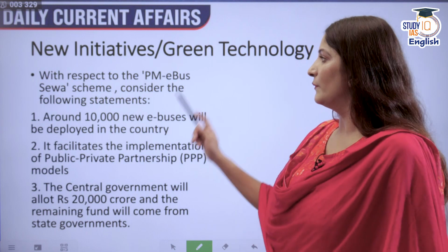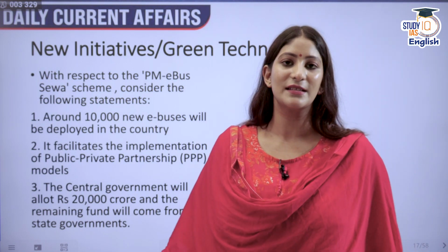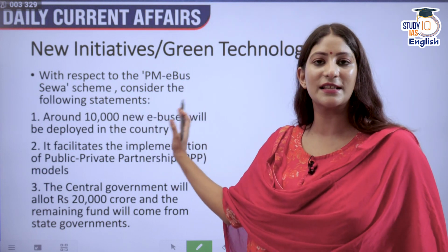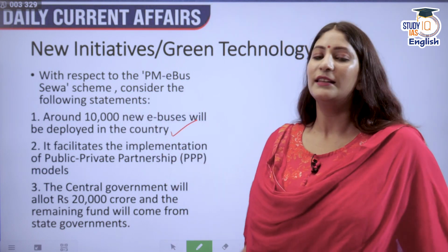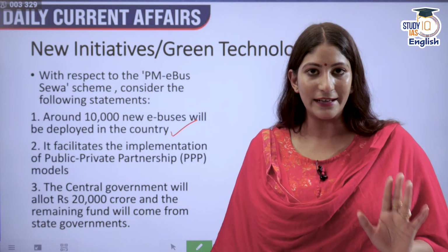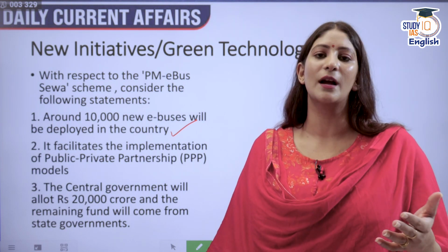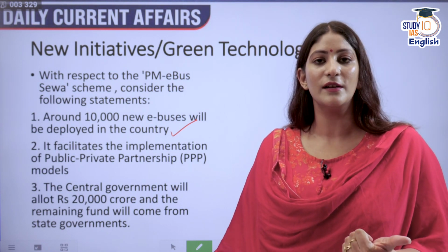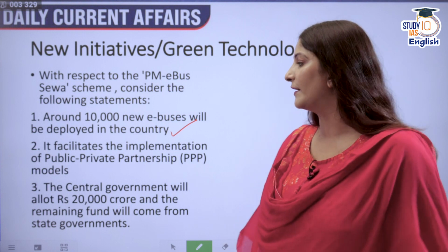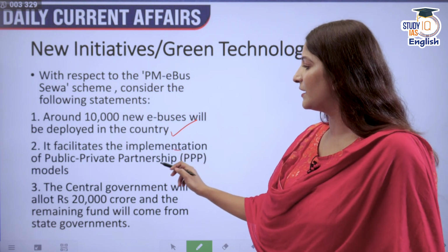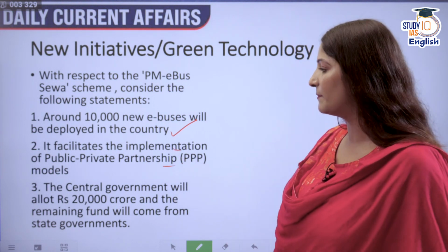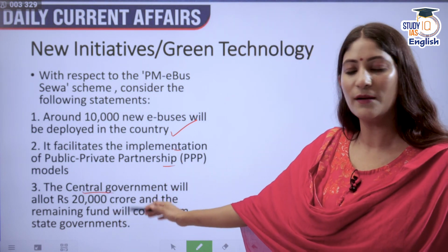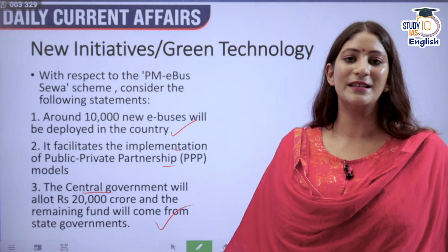Okay, moving on. With respect to the PM e-bus Sewa scheme, consider the following statements. Around 10,000 new e-buses will be provided in the country. That means we have to ensure that we know the data as well. Any new scheme which comes into practice, we have to ensure not only that the data is in our hands, but also the conceptual clarity. It facilitates the implementation of public-private partnership models, and the central government will allot rupees 20,000 crore. The rest will be coming from the state governments.